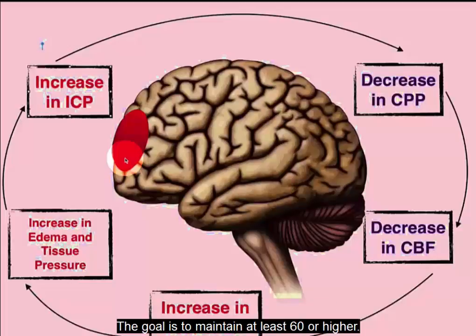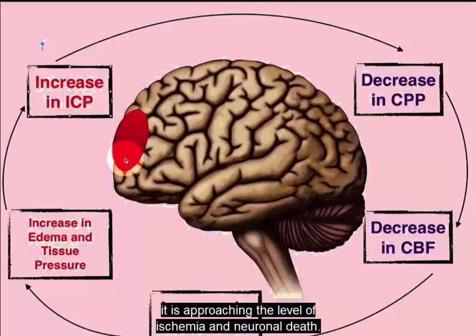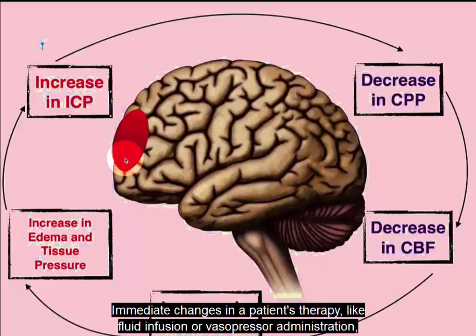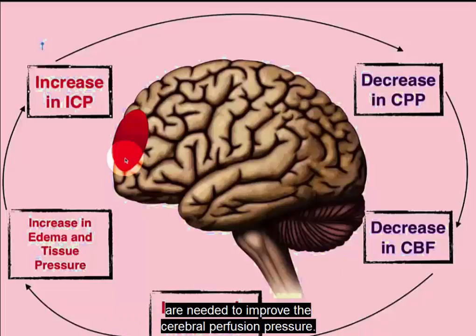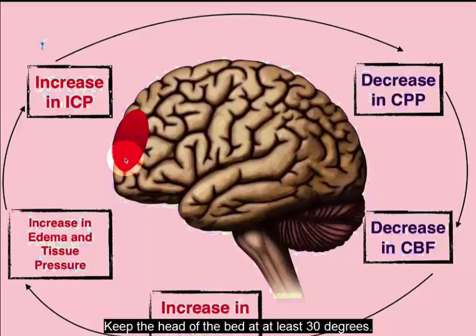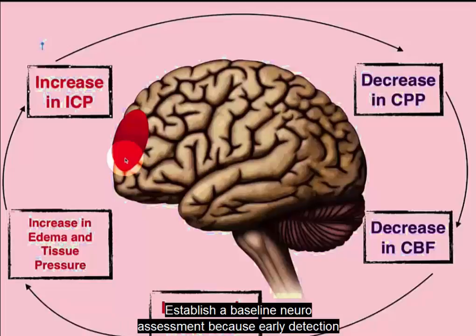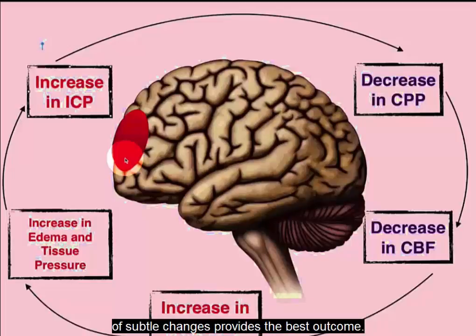The goal is to maintain at least 60 or higher. The closer it gets to 60 or below, it is approaching the level of ischemia and neuronal death. Immediate changes in a patient's therapy like fluid infusion or vasopressor administration are needed to improve the cerebral perfusion pressure. Keep the head of the bed at least 30 degrees. Establish a baseline neuro assessment because early detection of subtle changes provides the best outcome.